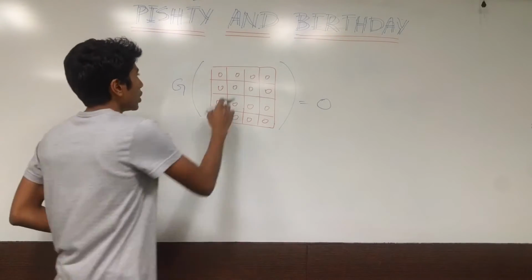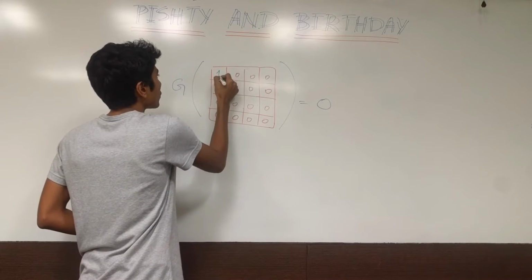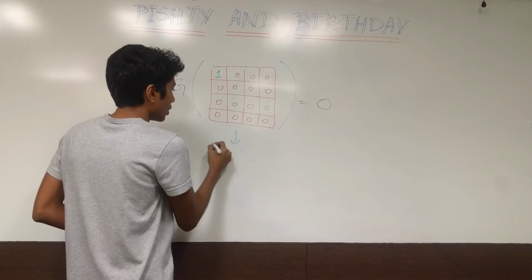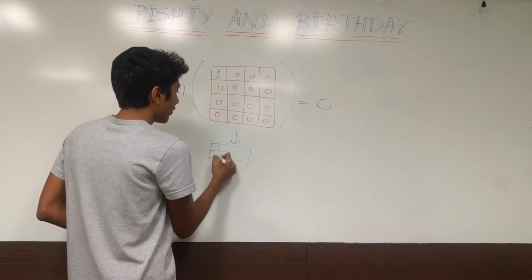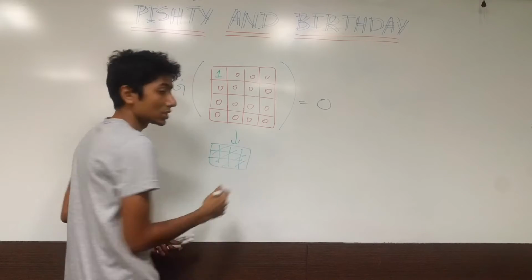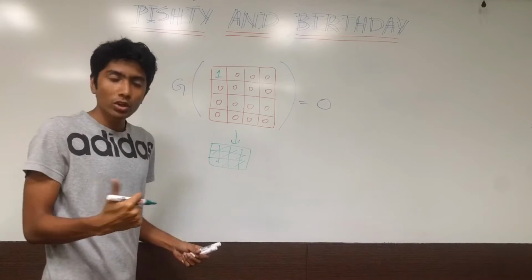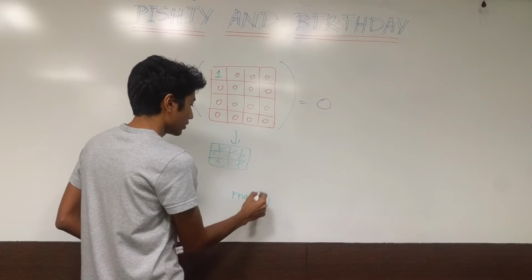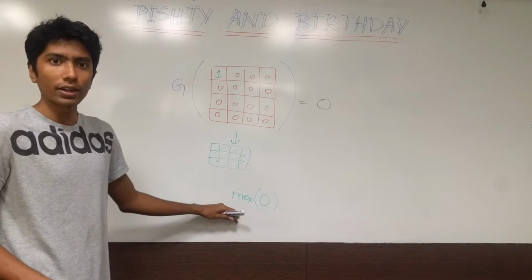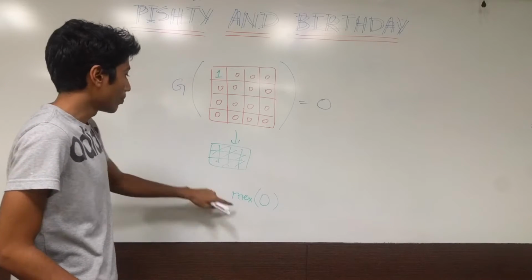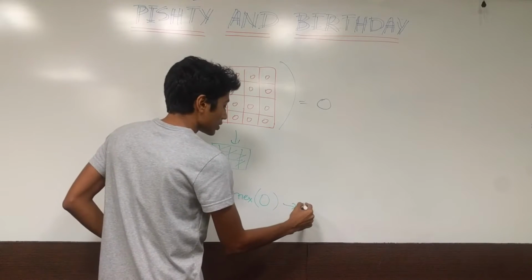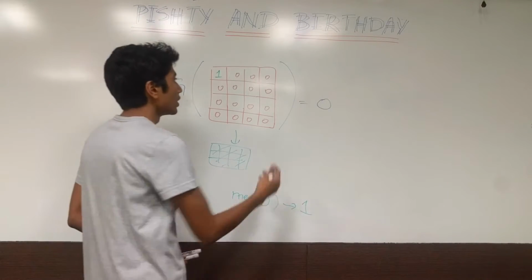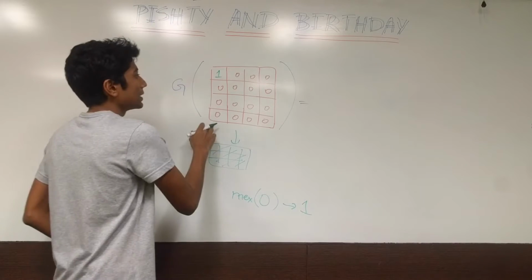What if you have one candle burning? Well, the only position that you can go to is the board having all of its candles set to 0. So the only position you can go to has Grundy 0. Mex of that, and this is the standard formula to find the Grundy number of a given state, mex of {0} is equal to 1 because that is the smallest number which does not exist in the set. 0 is there, after that 1. So Grundy of this is equal to 1.